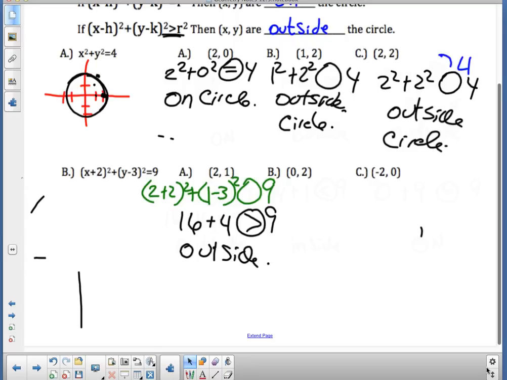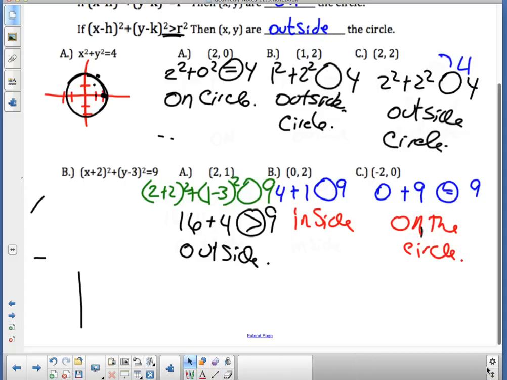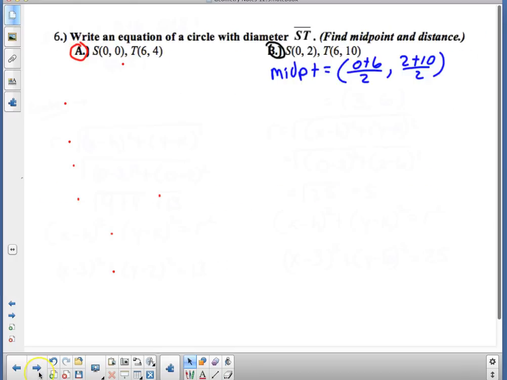As we go through, we know 5 is less than 9, so it's inside. Here, 9 is equal to 9, so it's on the circle. Questions about in, on, or outside the circle? Cool, we won't do the next two because I had plenty.